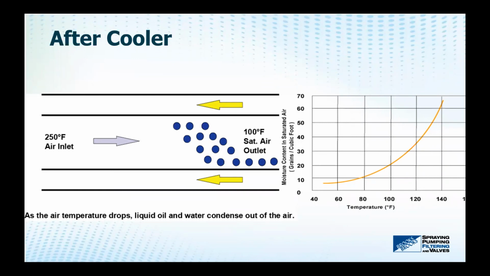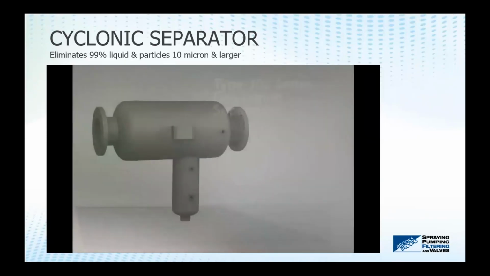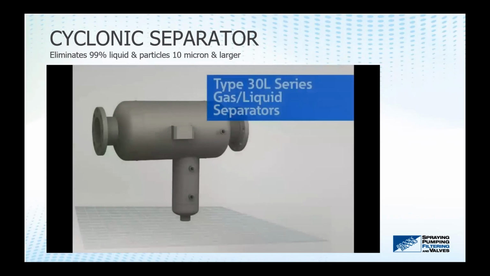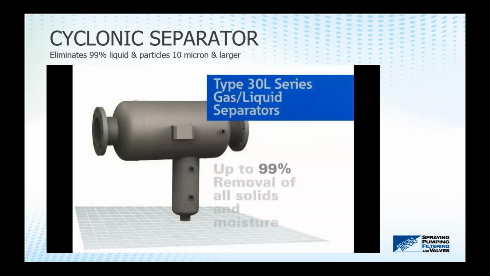So then the consequence is, now that we've taken that hot compressed air and cooled it down to, let's say, 100 degrees Fahrenheit, we have to knock out that moisture somehow. And typically the first stage of moisture removal after an air-cooled aftercooler or water-cooled aftercooler would be something like a cyclonic separator, as we see illustrated here.